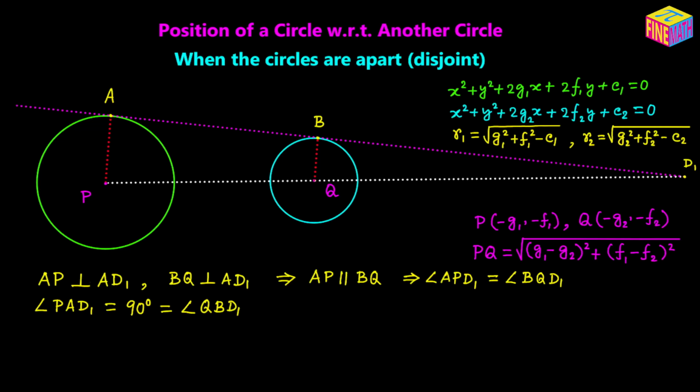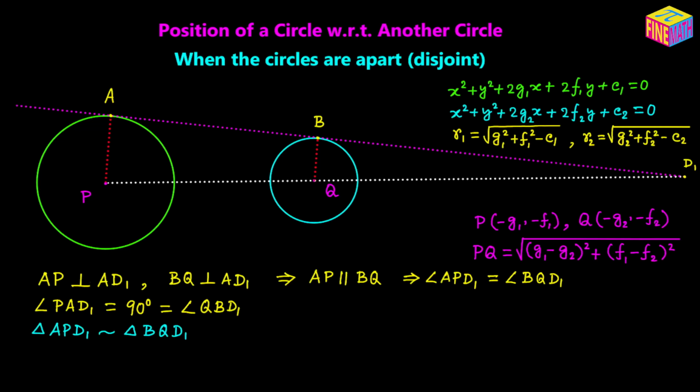So now if you look at these two triangles, triangle APD sub 1 and triangle BQD sub 1, you will see that their corresponding angles are all equal, and of course they have a common angle there, right? Angle PAD sub 1 is equal to 90 degrees, and similarly angle QBD sub 1 is also 90 degrees. And then we have proved that angle APD sub 1 is also equal to angle BQD sub 1 because they are the two corresponding angles between two parallel lines, and the angle BD sub 1Q is a common angle between both the triangles.